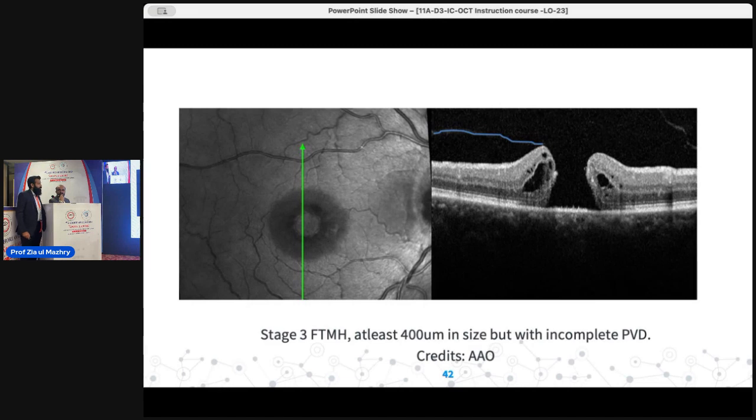ये भी वही है। फुल थिकनेस मैकुलर होल। ये इसकी स्टेज 3 है कि इसमें अगर 400 माइक्रॉन्स होगा लेकिन इनकम्प्लीट है PVD। PVD इज पोस्टीरियर विट्रियस डिटैचमेंट। For the exam, be very careful using the term incomplete PVD. So certain examiners do not like incomplete PVD. They say कि या तो PVD है या PVD नहीं। So if you're thinking this is an incomplete PVD, be safe in the exam and say there's no PVD. Thank you. Perfect.